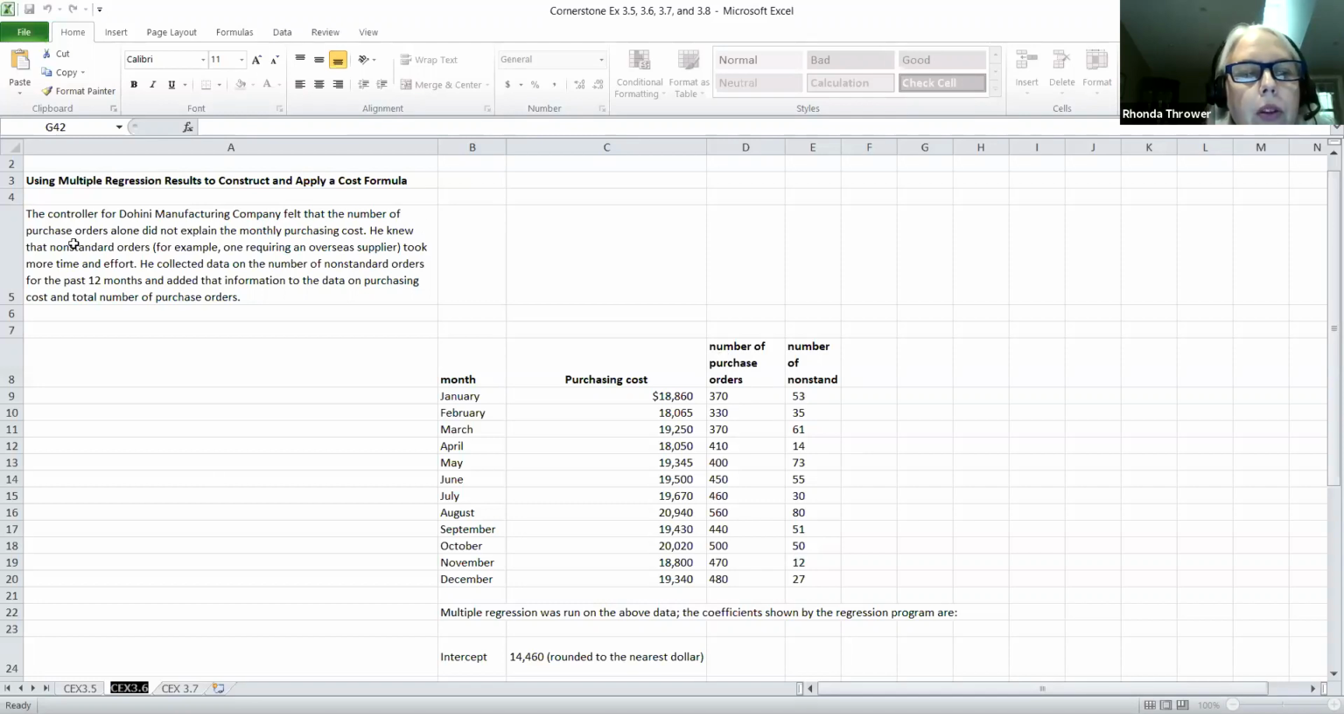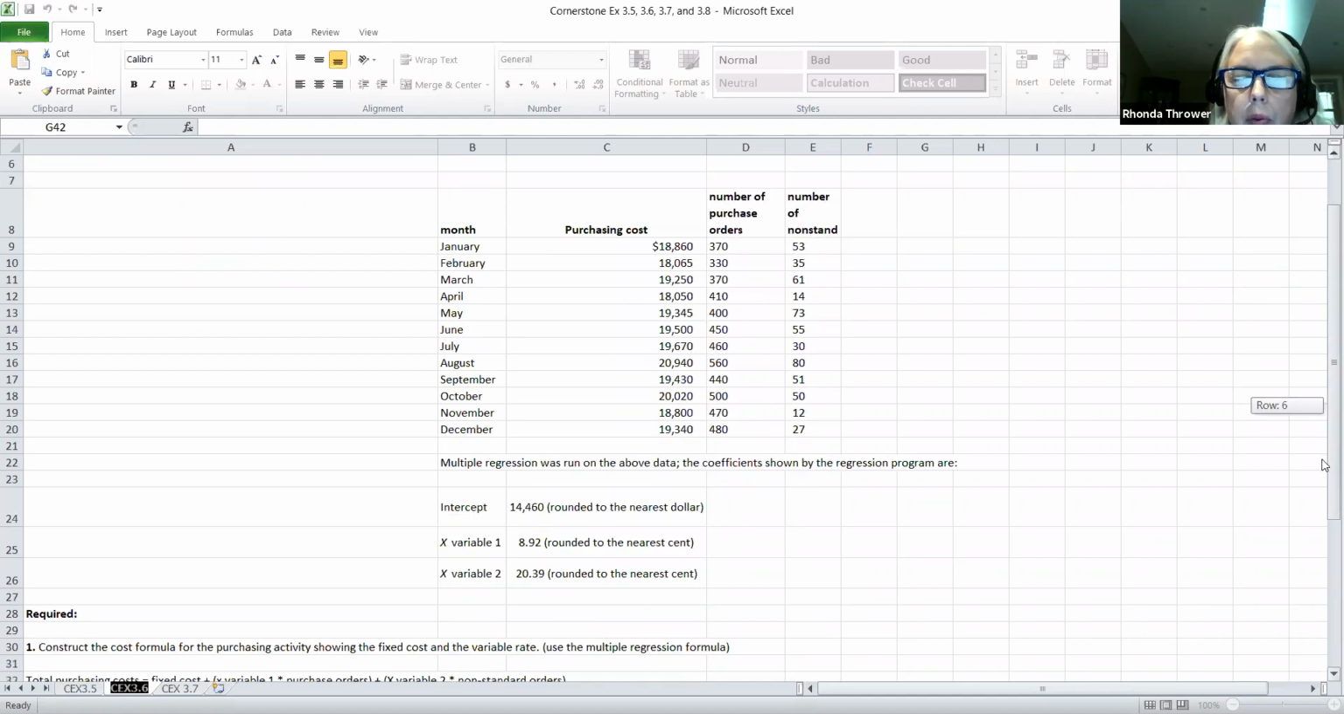The controller for Doheny Manufacturing Company felt that the number of purchase orders alone did not explain the monthly purchasing cost. He knew that the non-standard orders, for example, one requiring an overseas supplier, took more time and effort. He collected data on the number of non-standard orders for the past 12 months and added that information to the data on purchasing cost and the total number of purchase orders. So there's two sets of variable data here, one for the number of purchase orders and one for the number of non-standard orders. Again, it's for 12 months that they're doing this for.